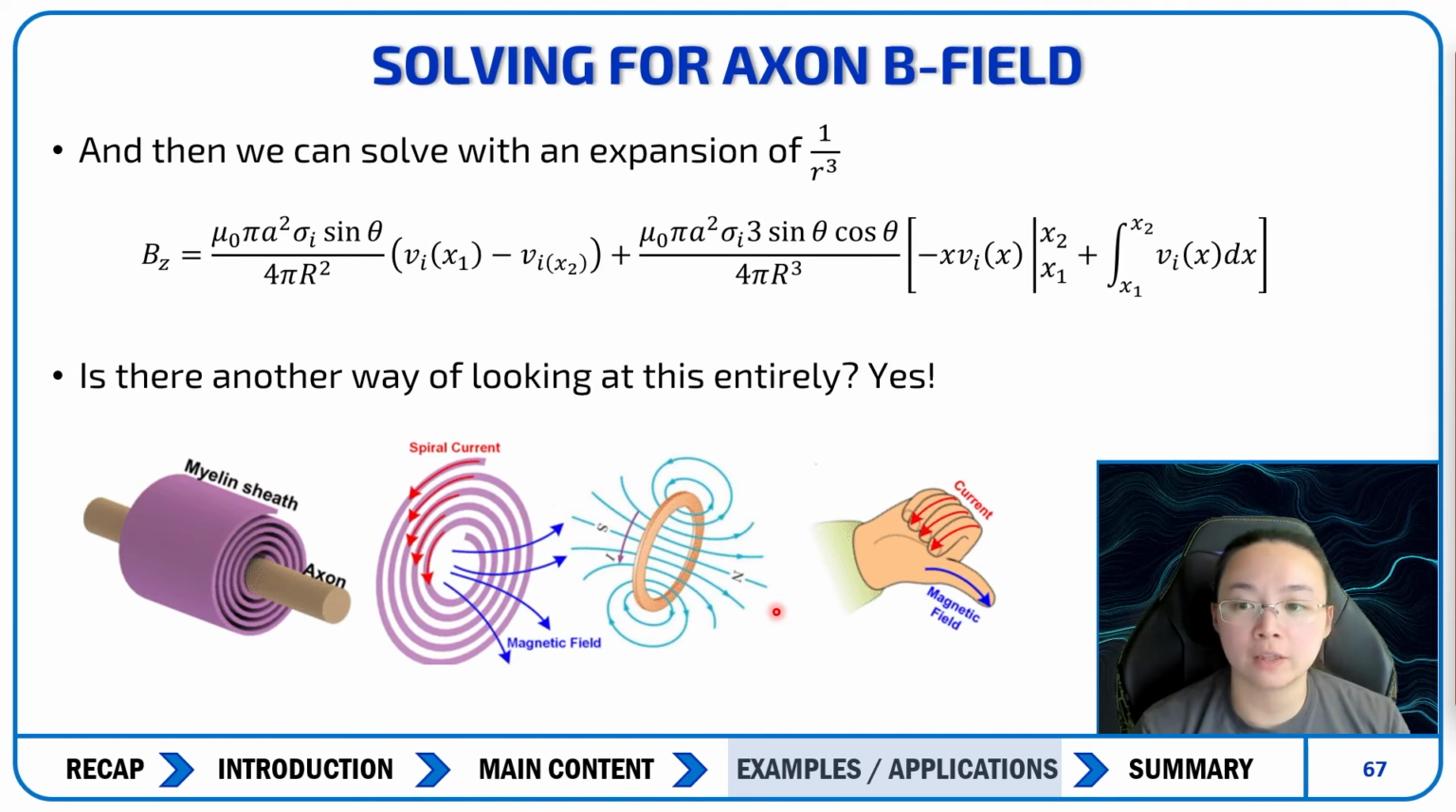Now, if we take a look at things visually, we can also figure out different ways of looking at the situation. So this is just another way of expanding the equation from before, which of course, if you wanted to do calculations in, you would have to expand it to get an approximate value. So is there another way of looking at this entirely?